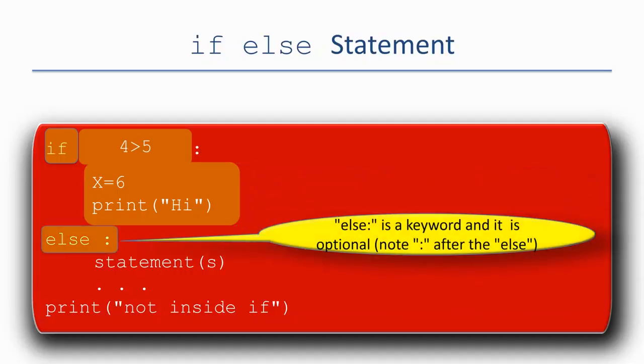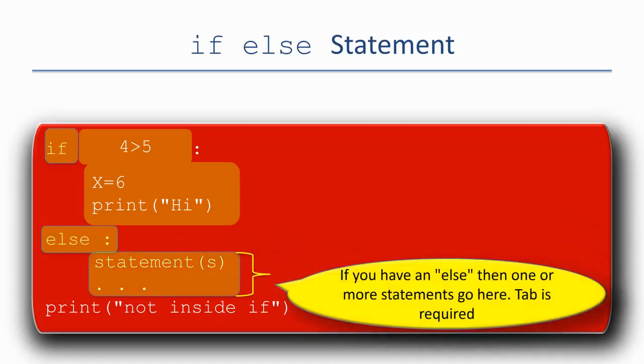Next, we learned that we can have an else statement after the if. Remember that else is optional. That means you can either use it, or if you decide, you may not have an else statement after the if. And we also learned that the colon after the else is absolutely required. Next, we learned that after the else we can have one or more statements, and tab again is required.